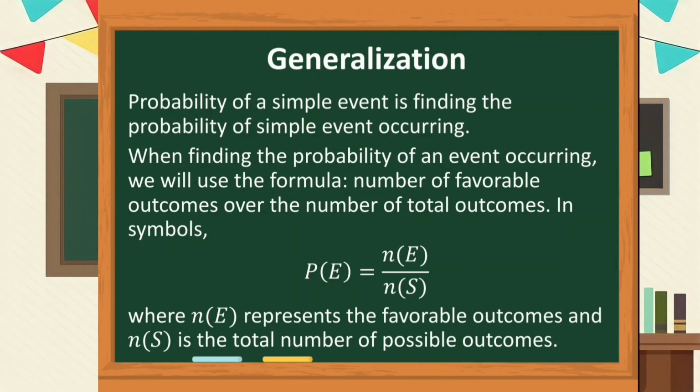To generalize the topic, the probability of a simple event is finding the probability of a simple event occurring. When finding the probability of an event occurring, we will use the formula number of favorable outcomes over the number of total outcomes. In symbols, P of E equals N of E over N of S, where N of E represents the favorable outcomes and N of S is the total number of possible outcomes.